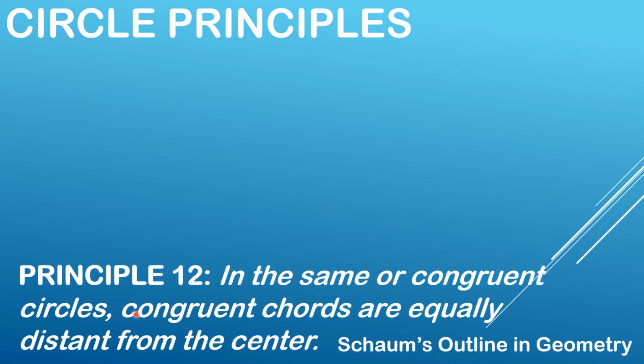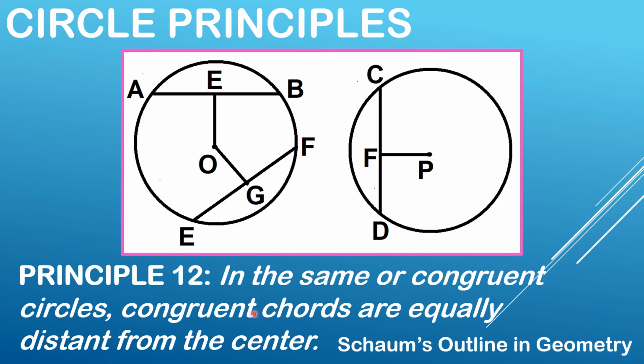Principle 12. In the same or congruent circles, congruent chords are equally distant from the center. So in the same circle, if chords are congruent, they must be equally distant from the center of the circle. So if these are congruent circles, and these chords are congruent, then they should be measuring the same distance from the center of the circle.